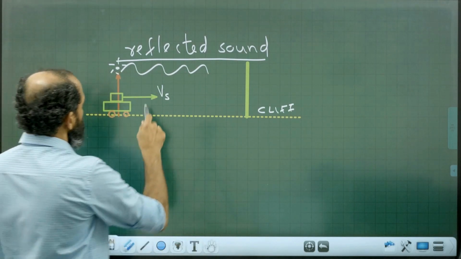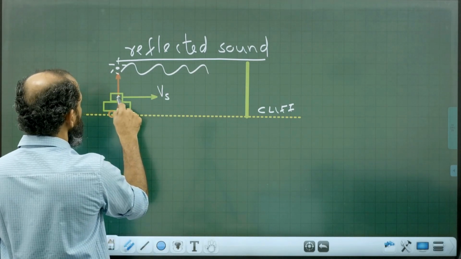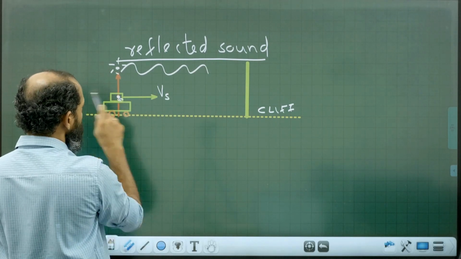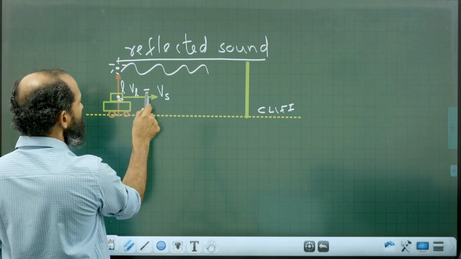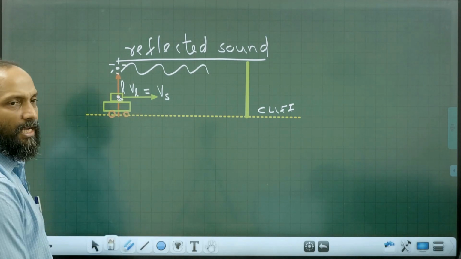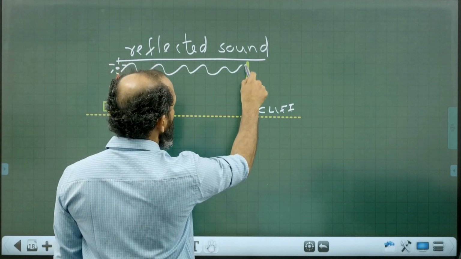Okay. Now sound goes towards that direction. The driver of the car is sitting here. The driver happens to be the listener. The listener is also moving in the same direction, so listener and source have the same velocity. The sound undergoes a bouncing back here.